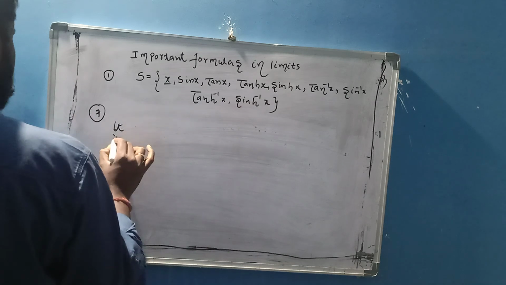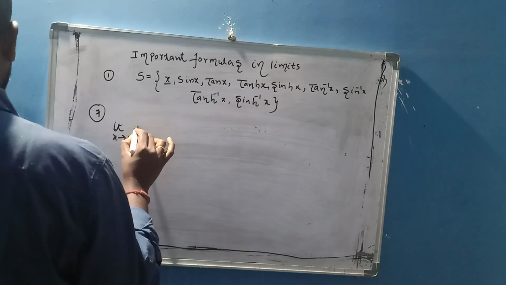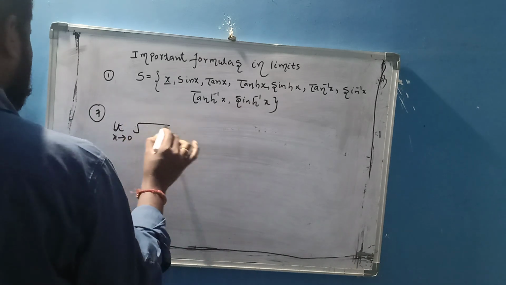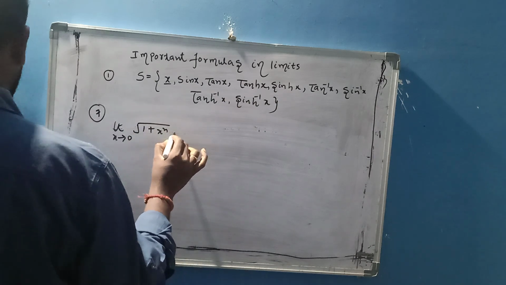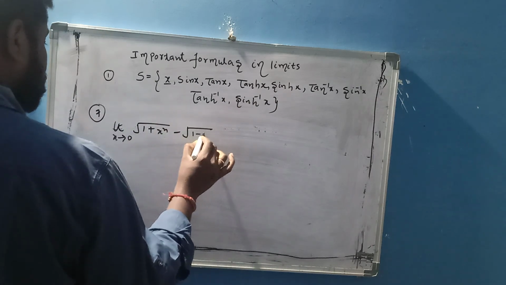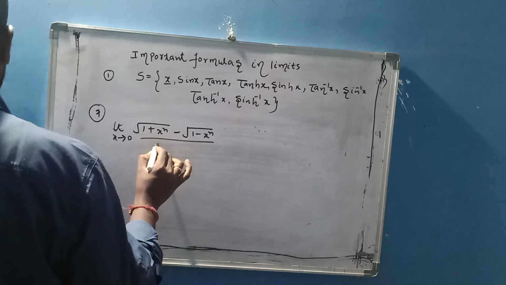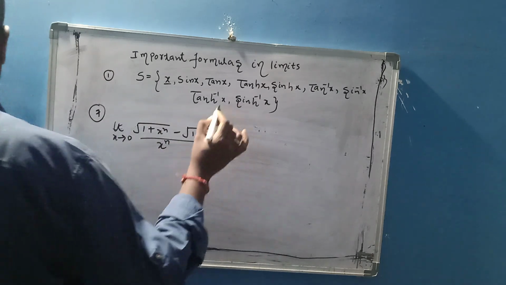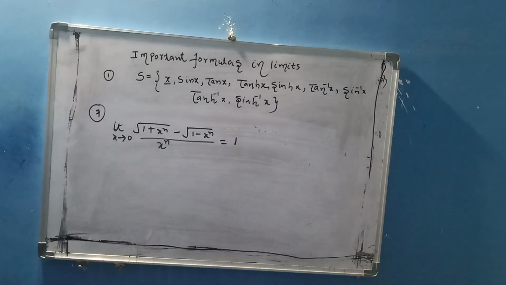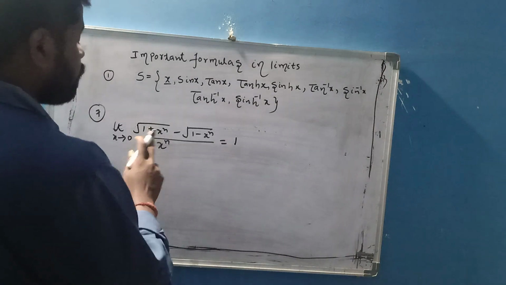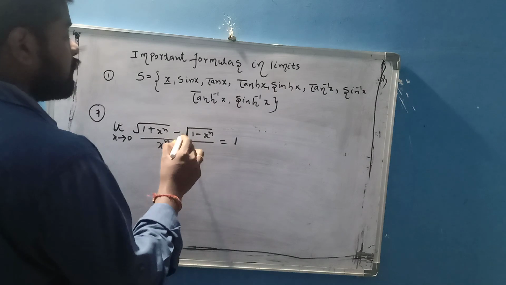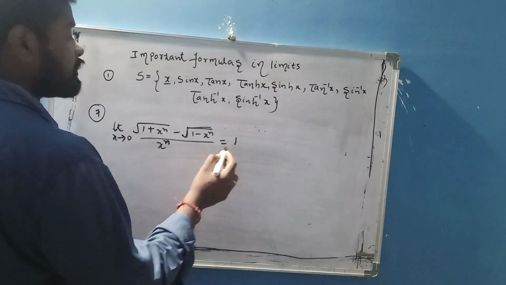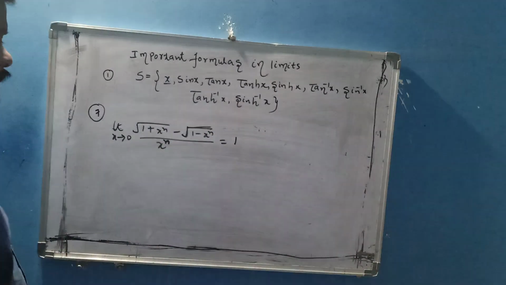Seventh one, limit x tends to 0, root of (1 plus x^n) minus root of (1 minus x^n) by x^n is equal to 1. Remember that. Limit x tends to 0, root of (1 plus x^n) minus root of (1 minus x^n) by x^n, value 1.